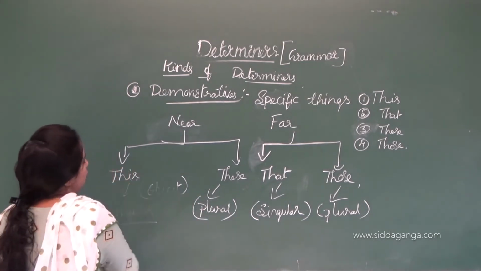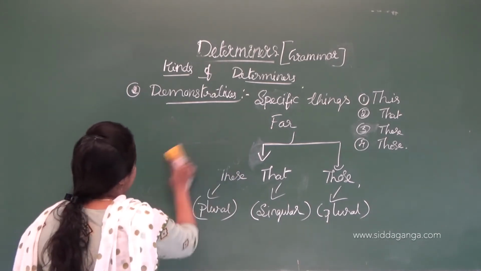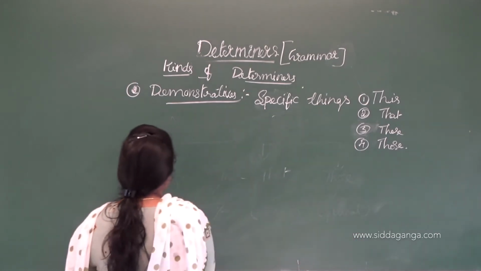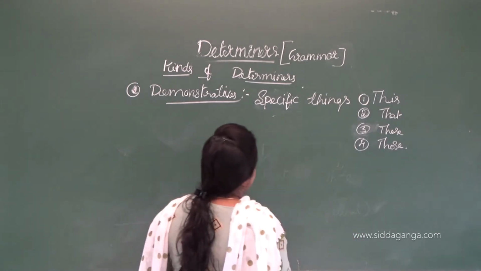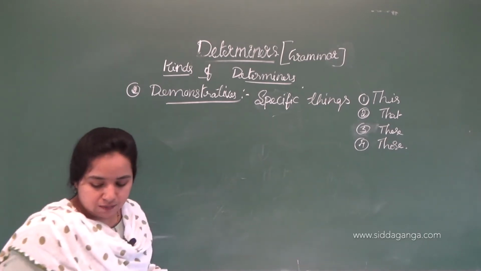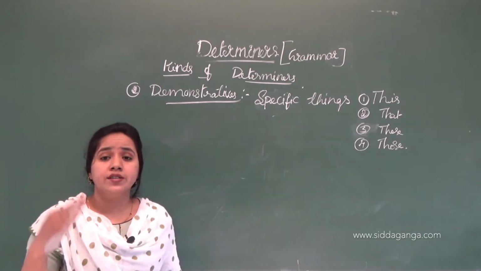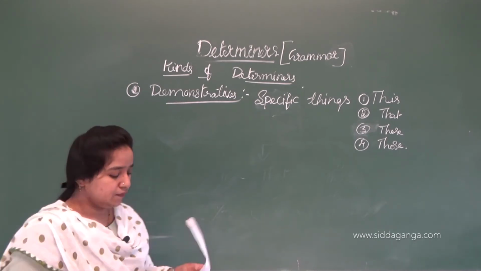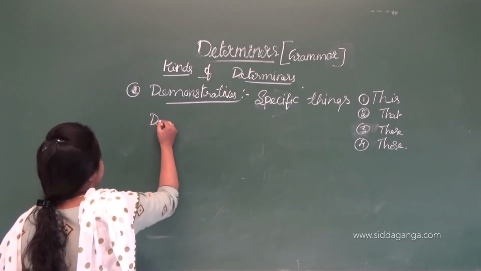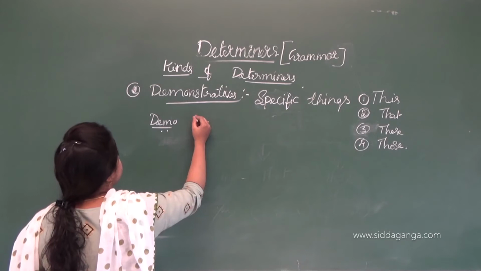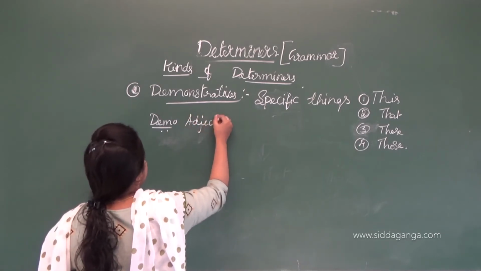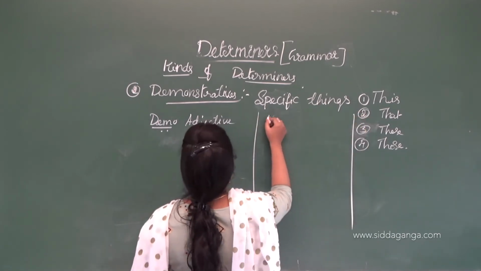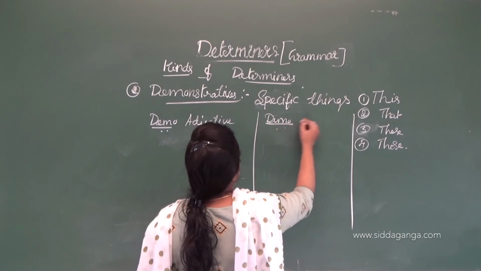So let's see here, what is the demonstrative adjective and what is the demonstrative pronoun? In this, there are some demonstrative adjectives and demonstrative pronouns we can see here. But how are we going to differentiate them? Which is the demonstrative adjective and which is the demonstrative pronoun? Okay. So here it is a demonstrative adjective and here is a demonstrative pronoun.